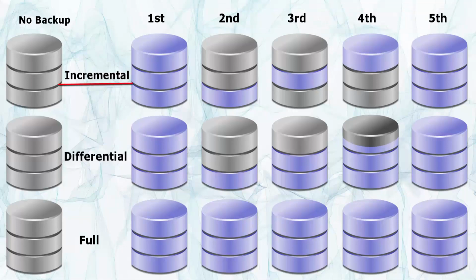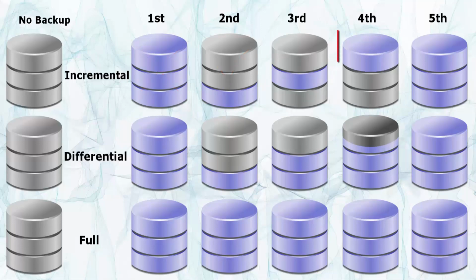Let's talk about incremental. So after your first full backup, your second backup will only back up files that have changed since your last backup. In this case, it was a full backup, so it's just any changes. The backup after that, which would be your third backup, will only back up changes since your second backup or your last backup. It doesn't care about your full backup. All it cares about is the last backup that was successful.